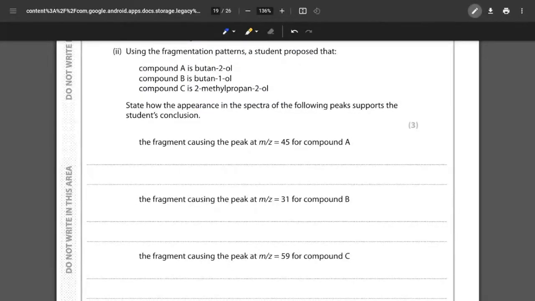For part 2, we're now starting to talk about the fragmentation patterns. And fragmentation questions can be quite tricky, and some people do struggle with these. So what we need to think about is the information that we're given in the question, and I would strongly recommend that you actually draw these out. So compound A, we are told, is butan-2-ol, compound B is butan-1-ol, and compound C is 2-methyl-propan-2-ol.